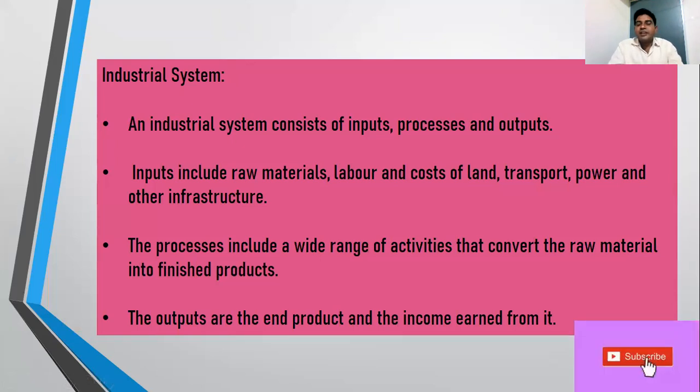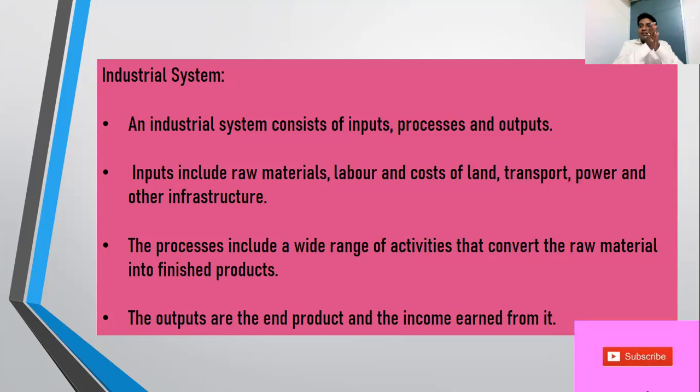What is an industrial system? I think most of you know a computer. A computer has input, that is the program which we are giving, it goes into the CPU and there the processing happens and the final output gets displayed on the screen. Similarly, the industrial system also consists of inputs, processes, and outputs.